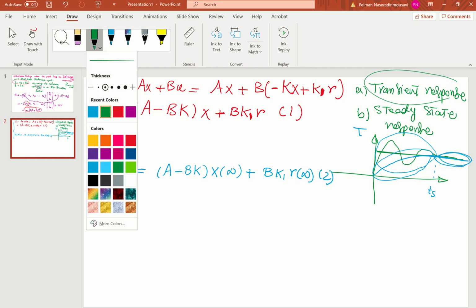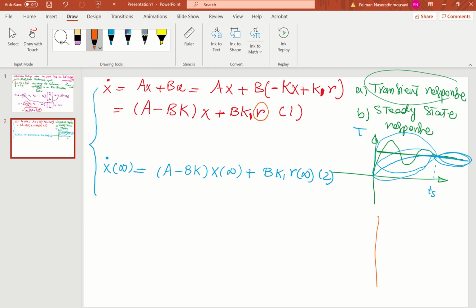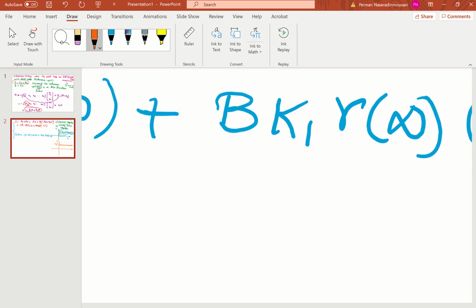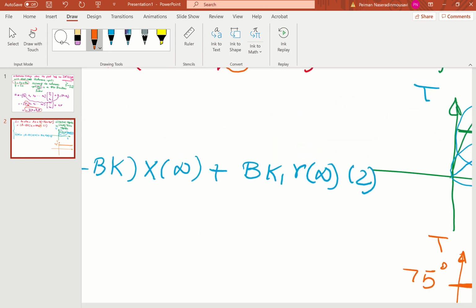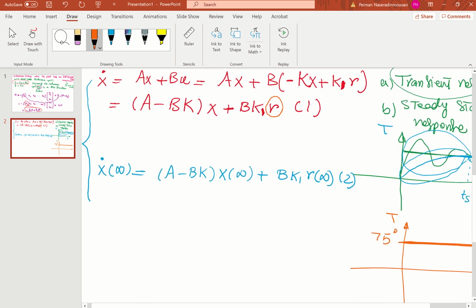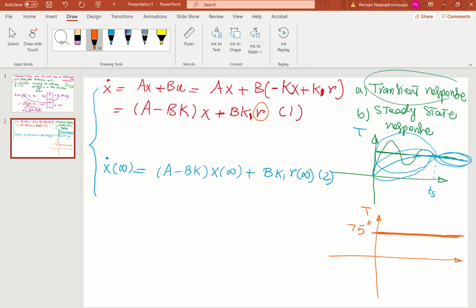But I told you that the reference input is r, the step input. This is the desirable thing that you want to follow. So for example, 75 degree. You want to make the temperature of the room this value. So r at infinity is again equal to r. At the end of the day, it's going to be r because r is constant.